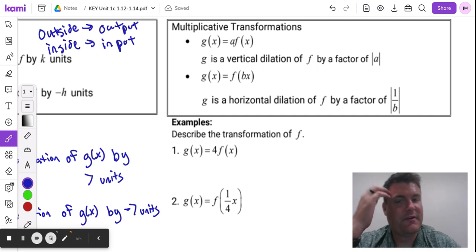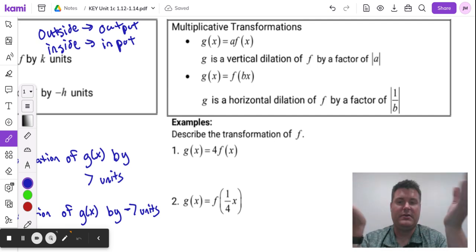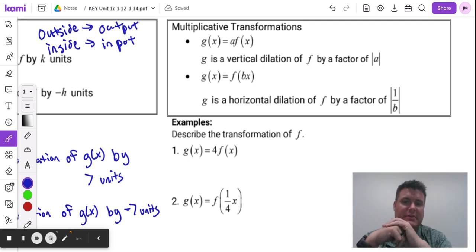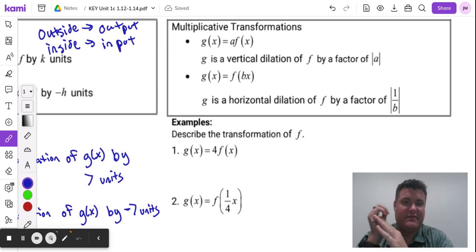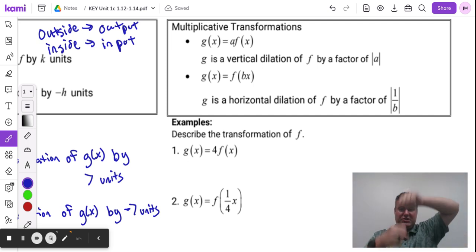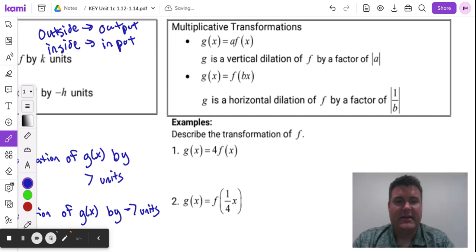Let's just pop right up here for multiplicative now. So if it's, again, on the outside, it's going to be vertical because it's going to be output. It's going to be a vertical dilation. We call it vertical dilation of f by a factor of the absolute value, whatever that is. The reason it's absolute value is because that's how much we are really stretching it. So you can think of it that way, a vertical dilation by how much we stretch it by. If it's on the inside for input, it's going to be opposite of what you think. So instead of multiplying by b, it's going to be dividing by b. So it's going to go by a factor of 1 over b.